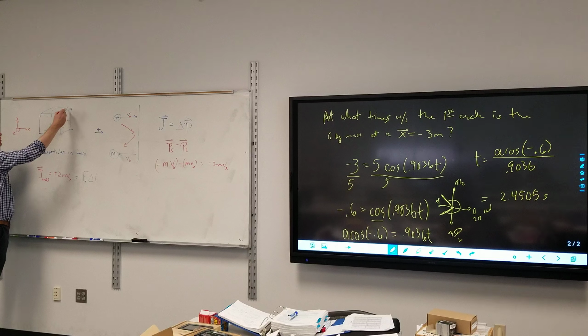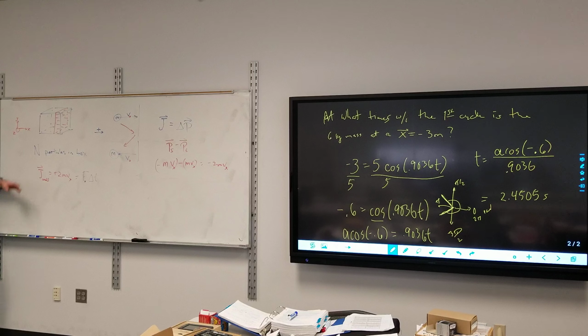If I think about it, I'm looking at just this section right here. In a certain amount of time, the only particles that could possibly hit it are those that would be close enough to hit it within that amount of time. It could have a particle here heading straight towards it, but if my time is a nanosecond, probably not going to get there in time.